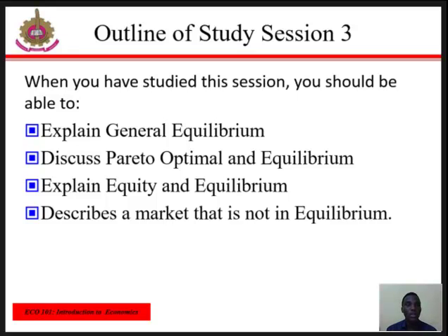Outline of study section 3. When you have studied this section, you should be able to: 1. Explain general equilibrium, 2. Discuss Pareto optimal and equilibrium, 3. Explain equity and equilibrium, 4. Describe a market that is not in equilibrium, that is disequilibrium.